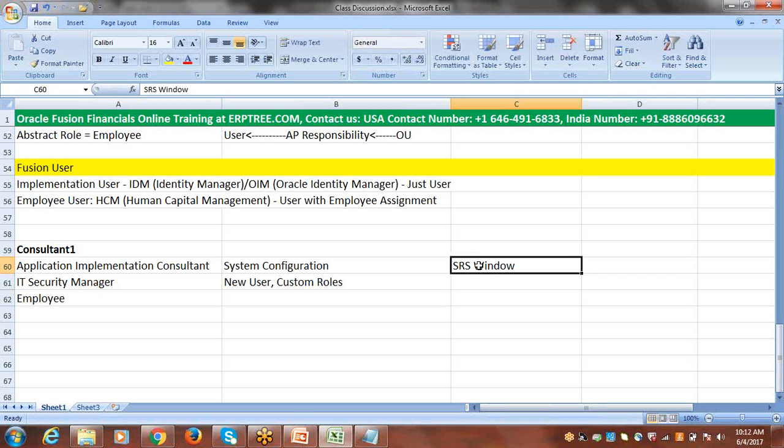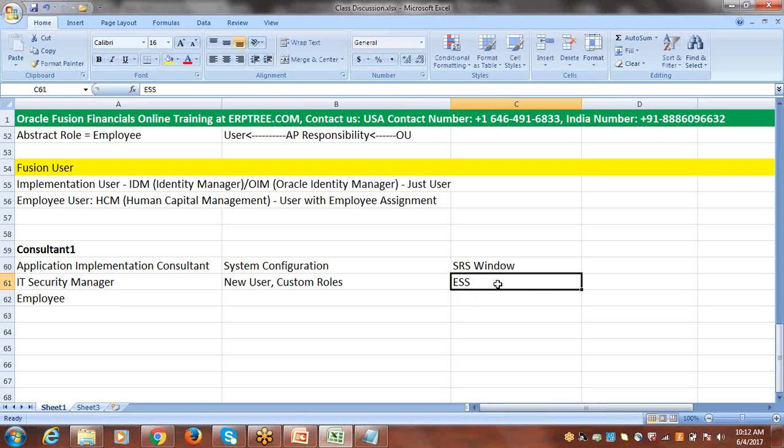The same SRS function in Fusion we call an ESS job. ESS is generally a page, whereas in EBS it is a window, that is SRS. Let's ignore window or page, that is not required. SRS means Standard Request Submission. Here, ESS means Enterprise Scheduler Service.